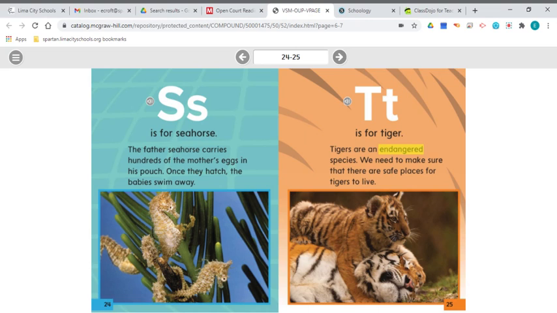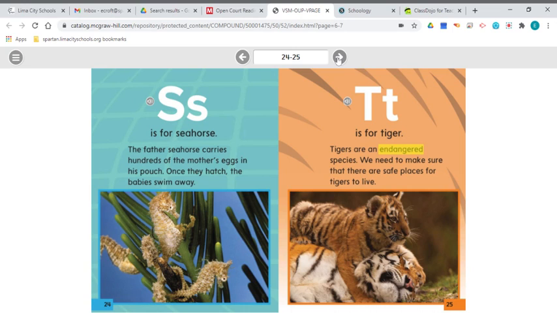T is for tiger. Tigers are endangered species. We need to make sure that there are safe places for tigers to live. Now, when I stop and I think about where tigers live, I'm not really sure. So I have to look that up. And it does say that they could live in the rainforest or grassland areas.